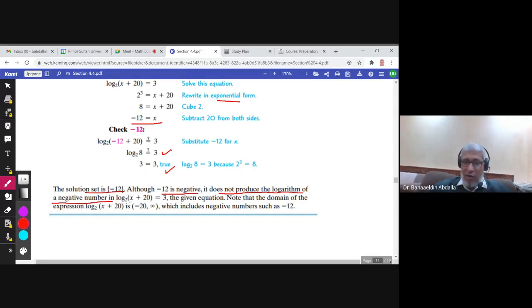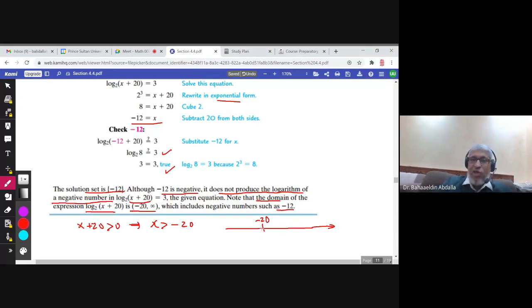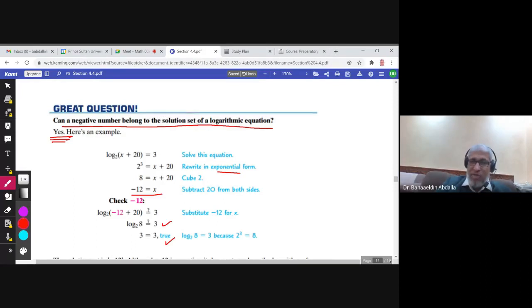So the problem is if x plus 20 becomes negative. Notice the domain of this expression. What is the domain? x plus 20 should be greater than 0. So x should be greater than -20. So the domain is from -20 to infinity, and any number greater than -20 would be accepted as a solution. -12 is greater than -20, and that's why it's accepted as a solution. So please pay attention to this point. Answers could be negative, but what is inside the log cannot be negative.